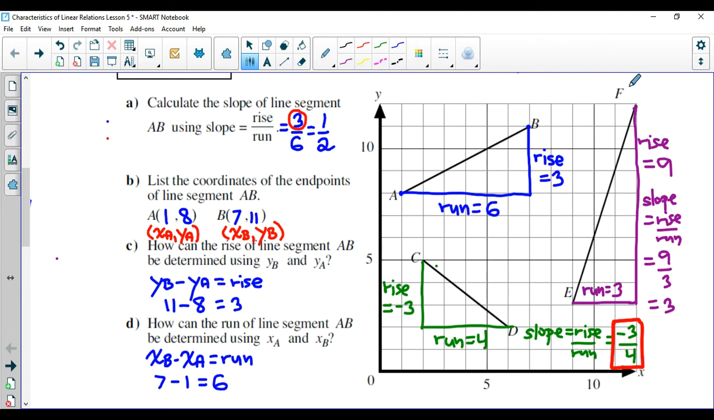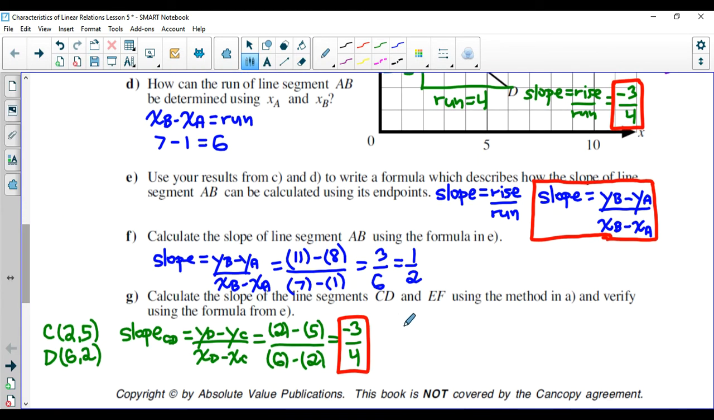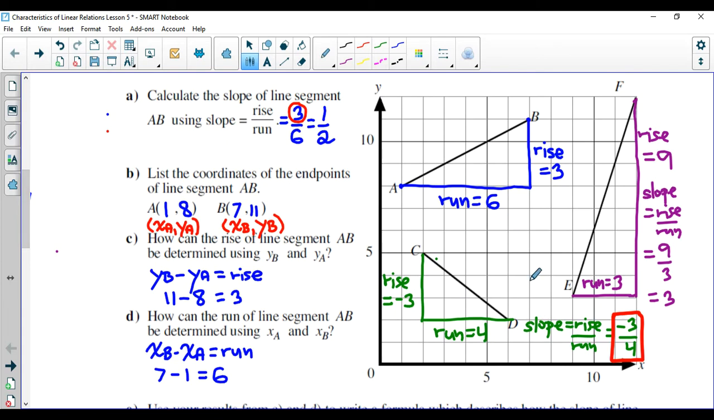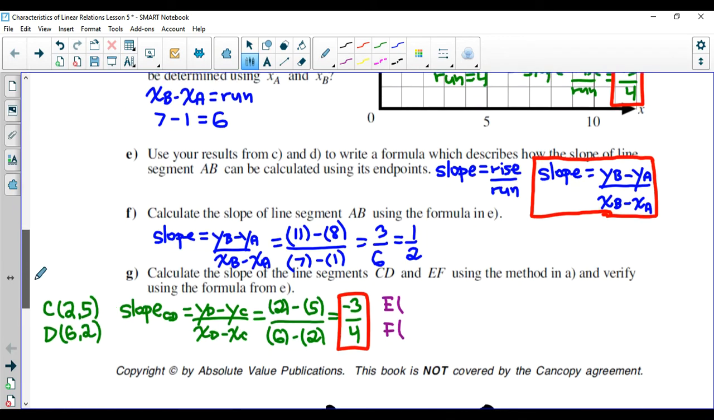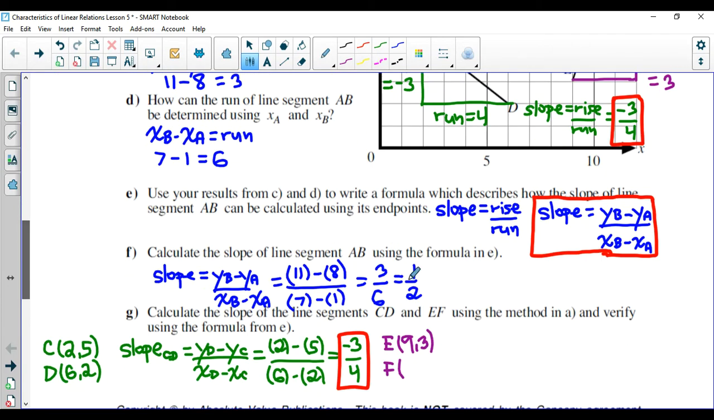Now, I also want to use the endpoints in the equation to see if I can get that same slope. So we need to write down the coordinates of point E and F. So let's go back up. So E would have coordinates of, I believe it has an x coordinate of 9 and a y coordinate of 3. So we could write down 9, 3. And then the F coordinate has an x value of 12 and a y value that is also 12. So 12, 12.